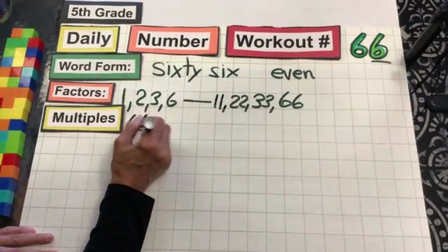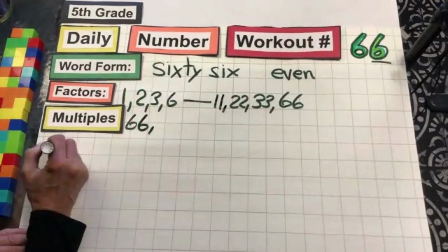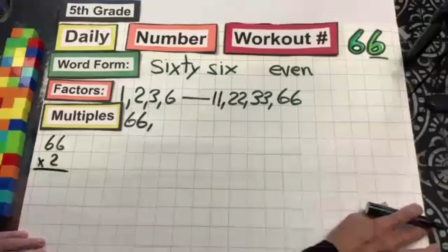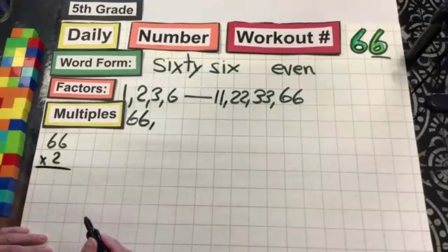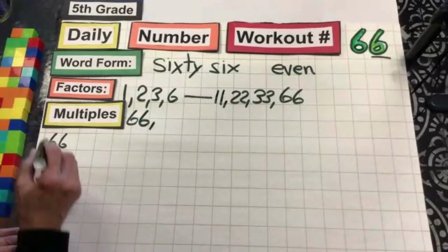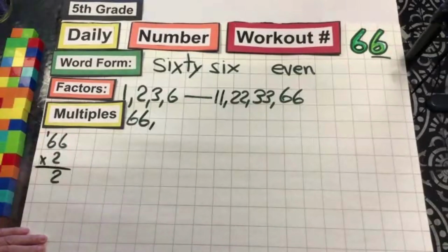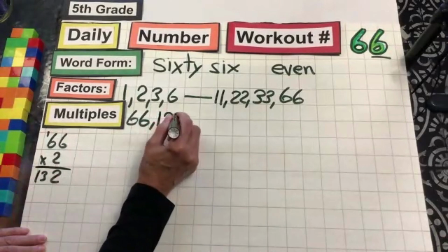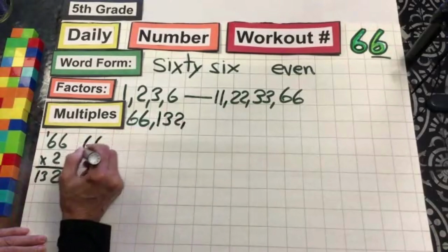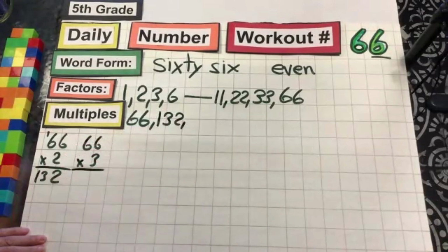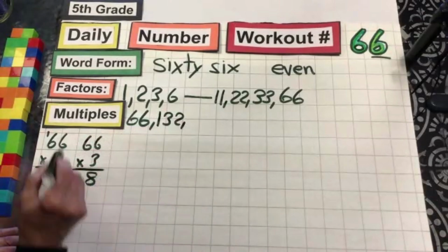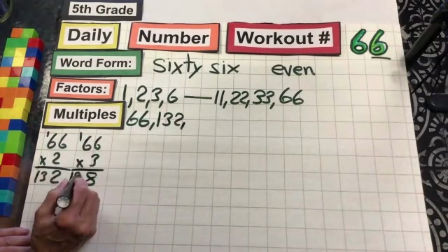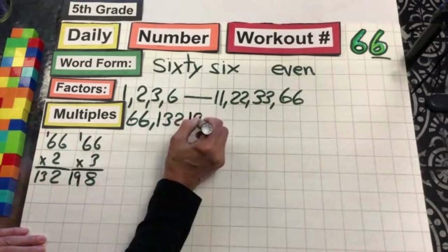So there's our factors. Let's go on to multiples. So we know 66 times 1 is 66. 66 times 2. Now we're going to really get practice with our sixes. 2 times 6 is 12. Drop the 2, carry the 1. 2 times 6 is 12, plus 1 is 13. So we have 132. 66 times 3. 3 times 6 is 18. Drop the 8, carry the 1. 3 times 6 is 18, plus the 1 is 19, 198.